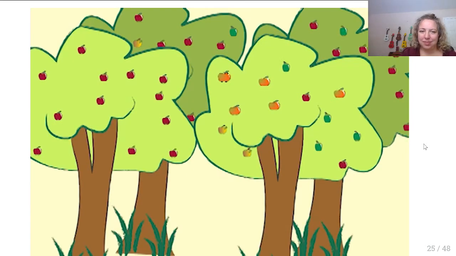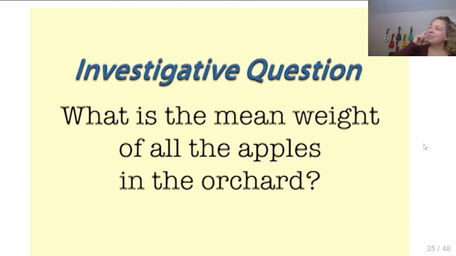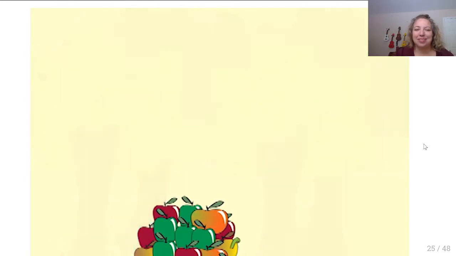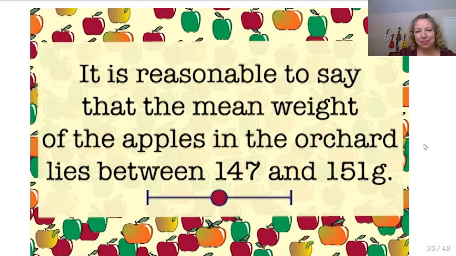Say we wish to find out how big the apples are in our orchard. We put this as an investigative question. What is the mean weight of all the apples in the orchard? We take a sample and calculate the sample mean. This is the best estimate of the population mean. We use a confidence interval to express the range in which we are pretty sure the population parameter lies. In this case, the population parameter is the mean weight for all the apples in the orchard.